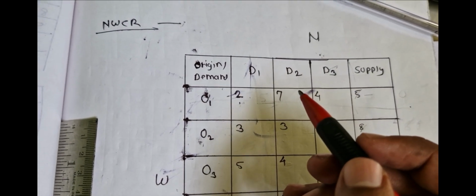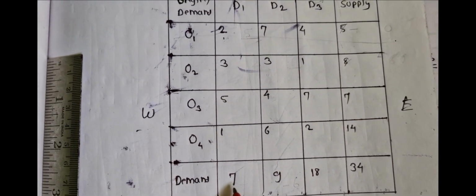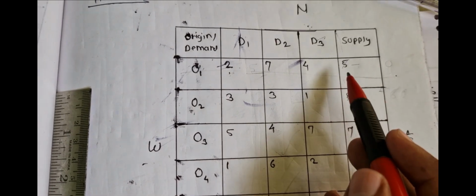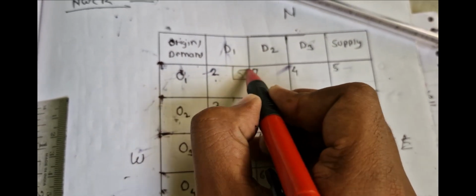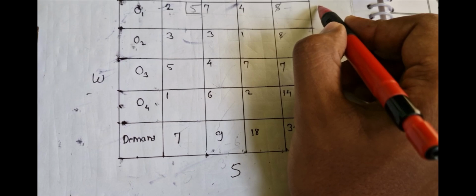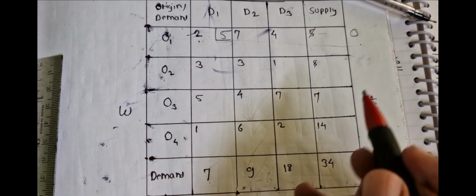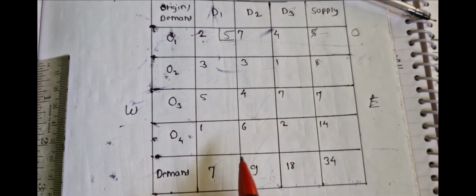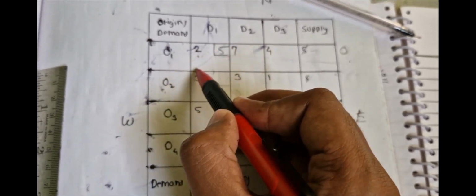In that, O1 supply is 5 and D1 demand is 7. So 5 is the supply and 7 is the demand. We have a maximum supply of 5, so we write 5 in this cell and the remaining supply is 0. In that demand of 7, 5 has been fulfilled and the remaining demand is 2. Then this O1 supply has been fulfilled and the remaining value is 0.